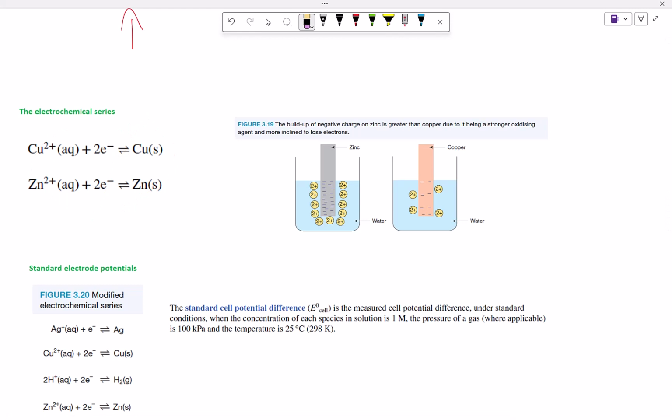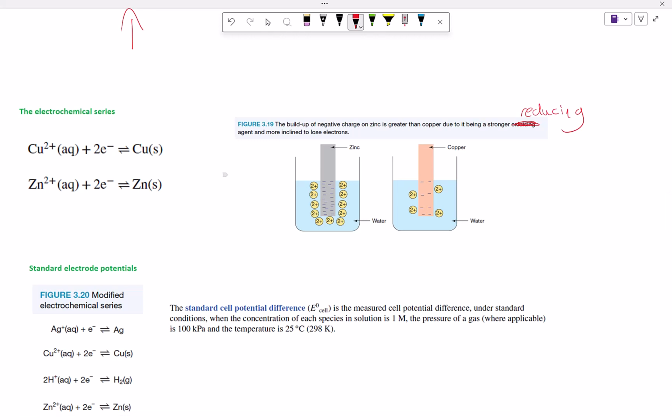We've been working with the copper and the zinc. Now, when we look at something like this, it says the buildup of negative charge on the zinc is greater than the copper due to it being a stronger oxidizing agent and more inclined to lose electrons. So slightly take back what I just said. I'm going to read that and fix it up, because that's actually a little bit wrong. The buildup of negative charge on zinc is greater than copper due to it being a stronger reducing agent. Because remember, zinc is undergoing oxidation, so it's not an oxidizing agent. It's a stronger reducing agent and more inclined to lose electrons. So that's what we're seeing here.